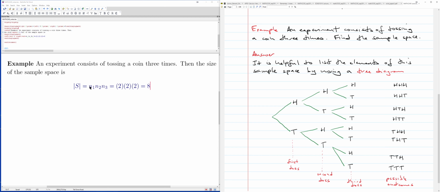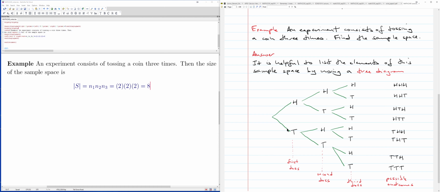Here I have 3 stages. The first stage has 2 possible outcomes. Once I perform my first stage and get an outcome, the second stage would have 2 possible outcomes, so n2 is equal to 2. If I complete my second stage and I'm looking at a certain outcome, there's n3 amount of ways to get to the third stage. So there's n1 ways of doing your first stage, n2 ways of doing your second stage, and n3 ways of doing your third stage.